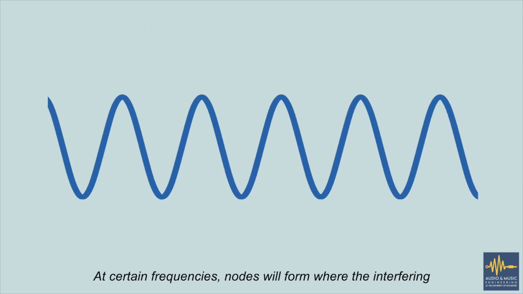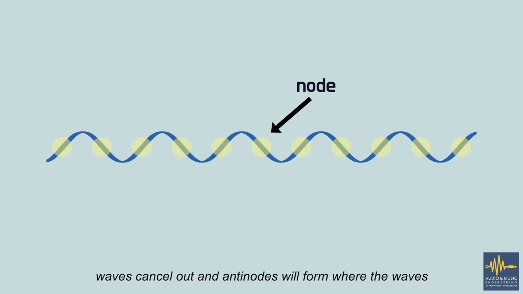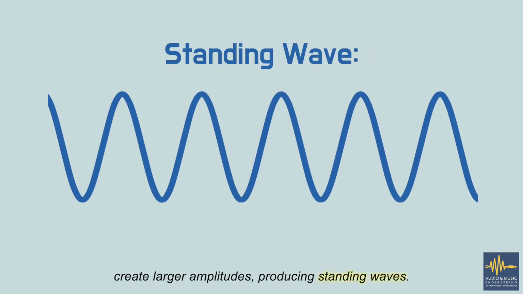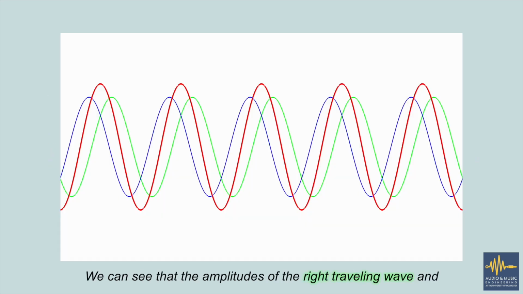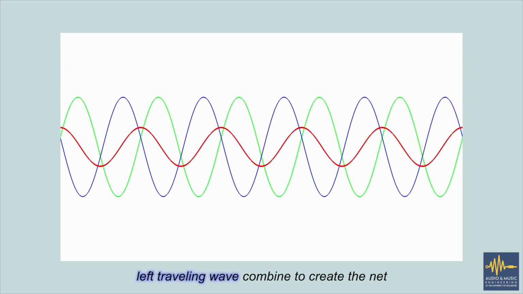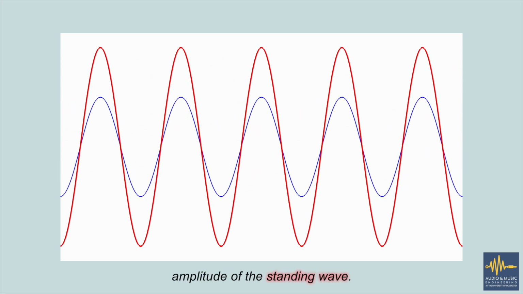At certain frequencies, nodes will form where the interfering waves cancel out, and antinodes will form where the waves create larger amplitudes, producing standing waves. We can see that the amplitudes of the right traveling wave and left traveling wave combine to create the net amplitude of the standing wave.